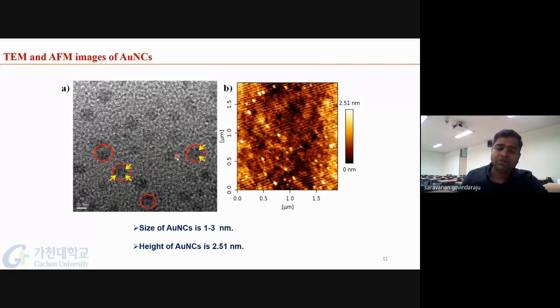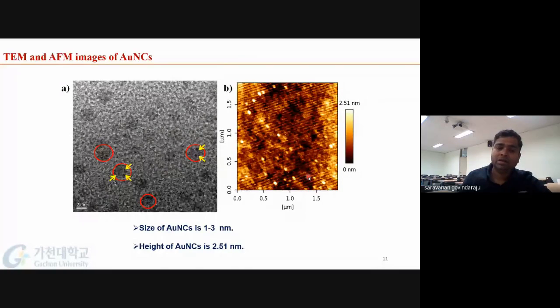Here, as well, we want to confirm the average height of the gold nanocluster. So we have used bio-AFM. From the bio-AFM, we can conclude the average size of the gold cluster. For example, if your gold clusters are well-dispersed or monodispersed, you can get the exact size of the nanoclusters. Once your nanoparticle is aggregated or overlapped with another nanoparticle, the height of the nanoparticle will be really too high.